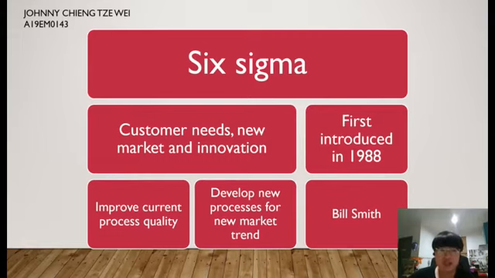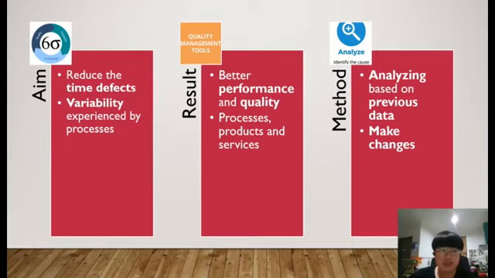Due to customer needs, new markets and innovations, organizations are required to improve the current process quality and develop new processes for new market trends. Hence, Six Sigma, first introduced in 1988 by Bill Smith, helps organizations a lot. The aim of Six Sigma is to reduce the time defects and variability experienced by processes in an organization to obtain better performance and quality of processes, products, and services, through analyzing previous data and making changes to ensure the defects are addressed.